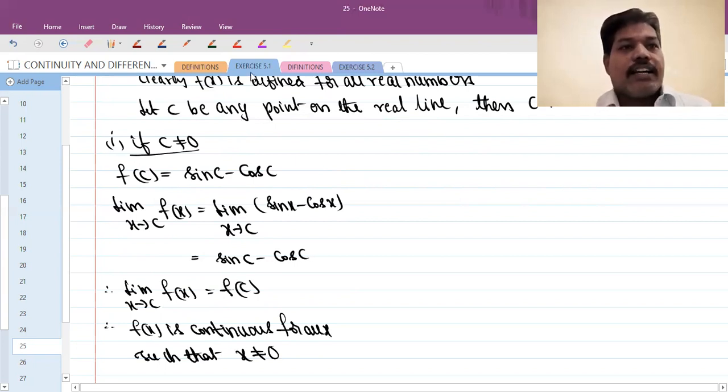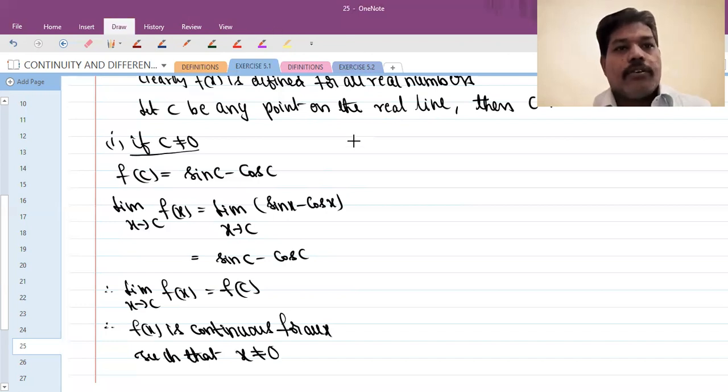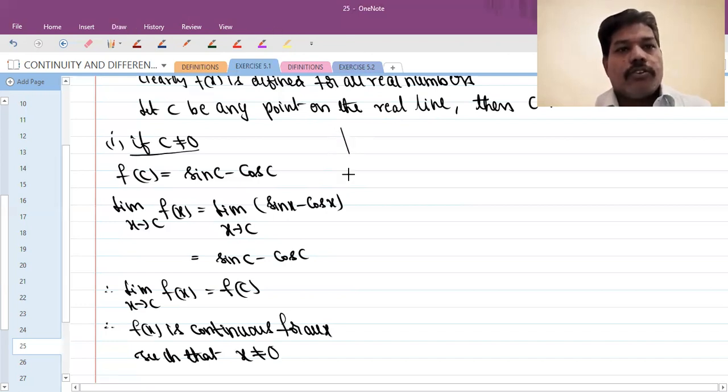So see the second case. What is the second case, students? The second case is here. I will take that if C is equal to 0, then what happens?